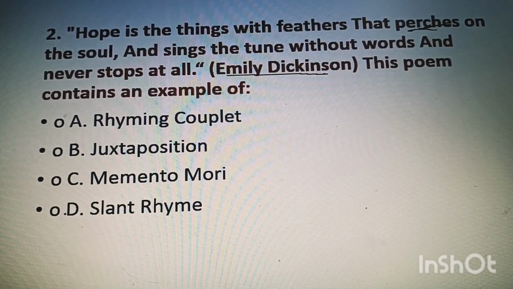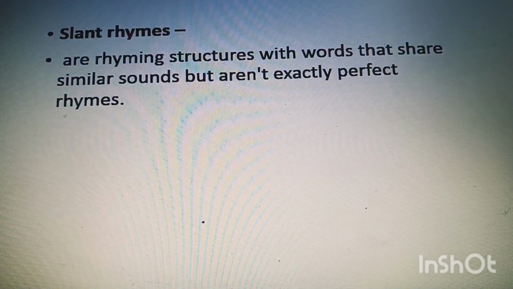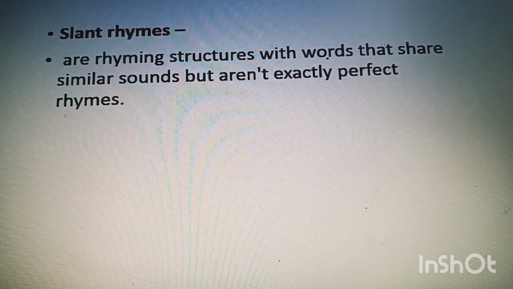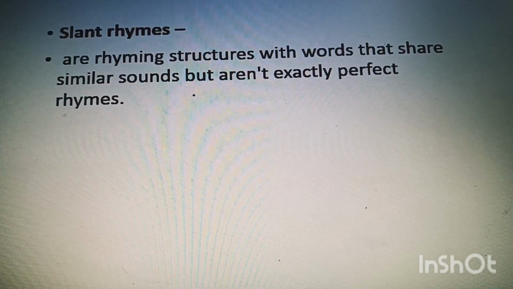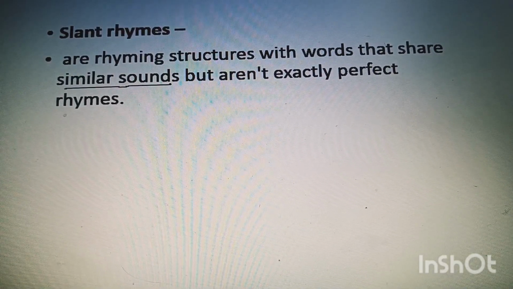This is slant rhyme. Now let us see what is slant rhyme. Rhyming structure with words that share similar sounds but aren't exactly perfect rhyme. Similar sounds.